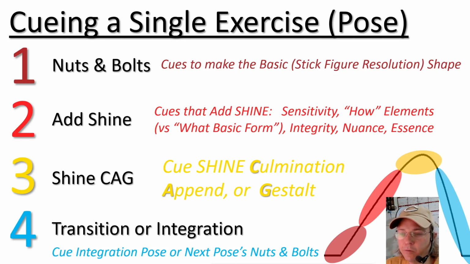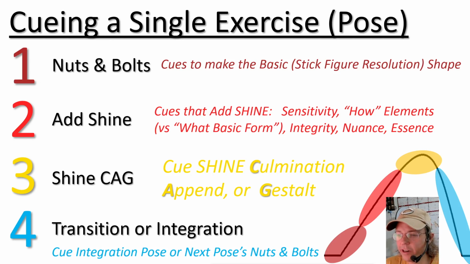So looking at this more specifically through a teaching lens, when it comes to cueing, we then have 4 parts to cue. And all of these correspond to the phases of the pose that I just talked about. So the first phase of cueing is what we call nuts and bolts. And nuts and bolts are simply your cues to make the basic shape of the pose, the stick figure resolution of the pose. You're just trying to get your student from one stick figure position to another stick figure position. That's what enables everything else in the pose to happen. And so that's the first phase that initiates this wave.